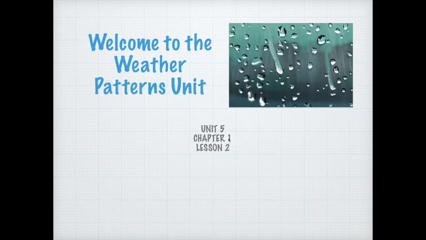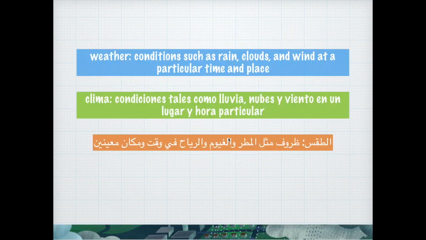All right, so this is our new unit, weather patterns. During this unit, we're going to be talking about different things about weather. At this time, I would like you guys to think, before we even get started, what is weather? How would you write the definition of weather? All right, so the definition of weather is the conditions such as rain, clouds, and wind at a particular time and place.